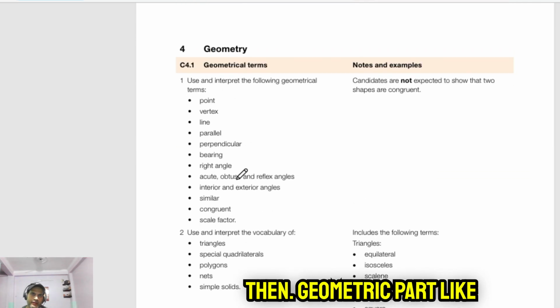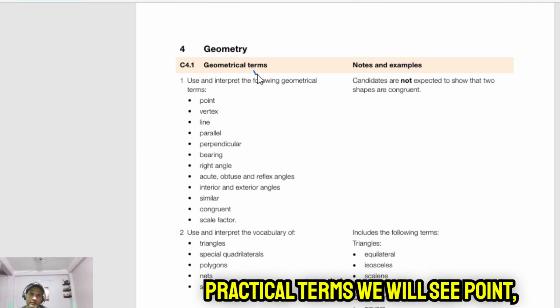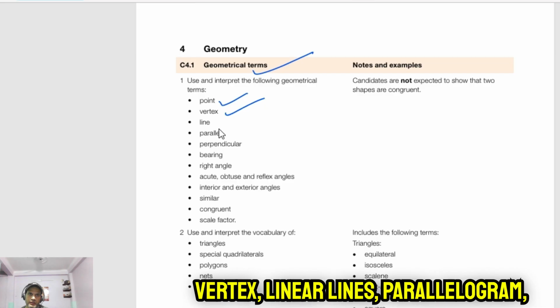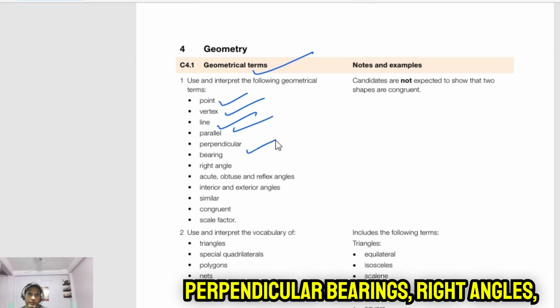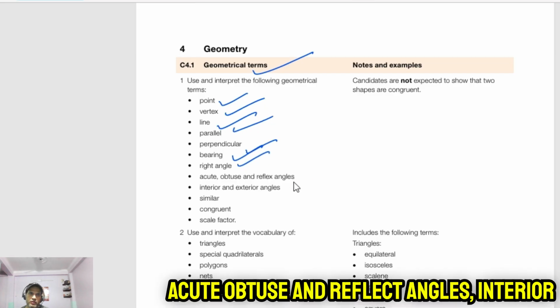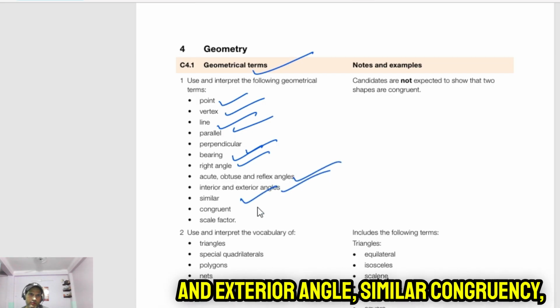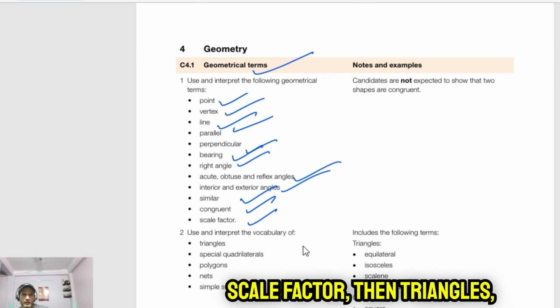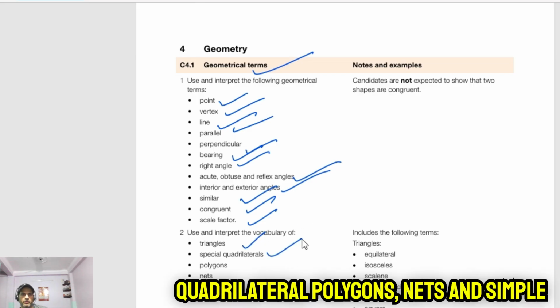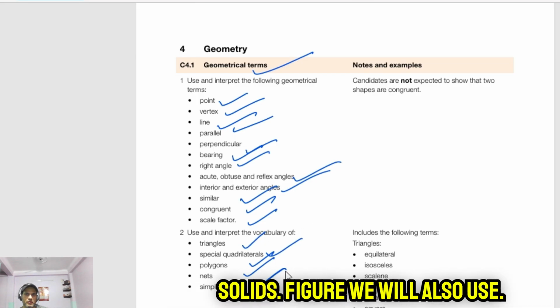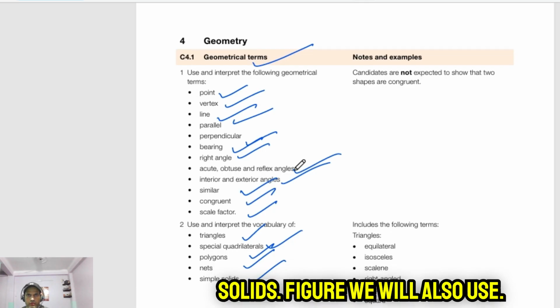Then the geometry part, like practical terms: we will see point, vertex, line, parallelogram, perpendicular, bearings, right angles, acute, obtuse and reflex angles, interior and exterior angles, similarity, congruency and scale factor. Then triangles, quadrilaterals, polygons, nets, and simple solid figures we will also use.